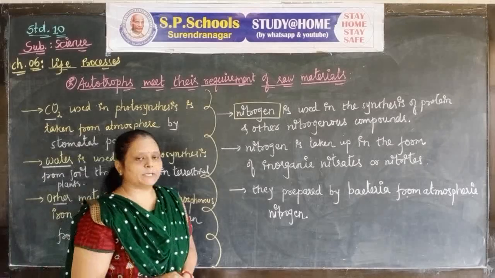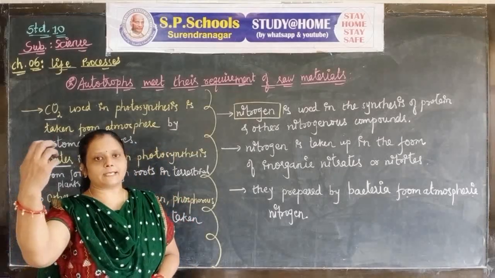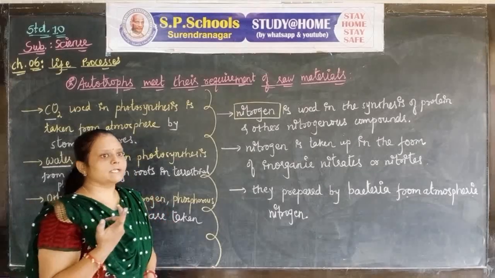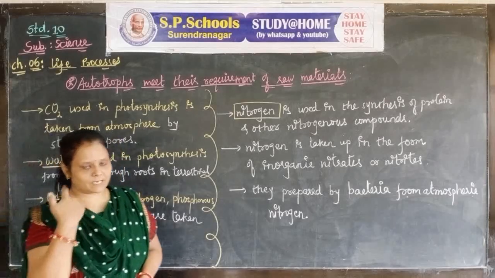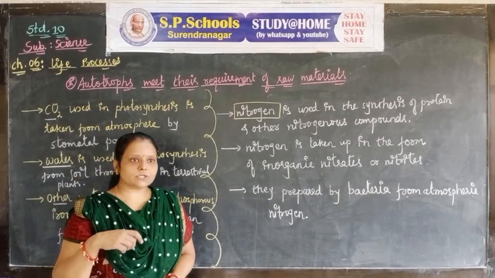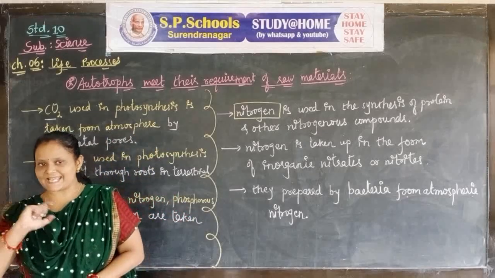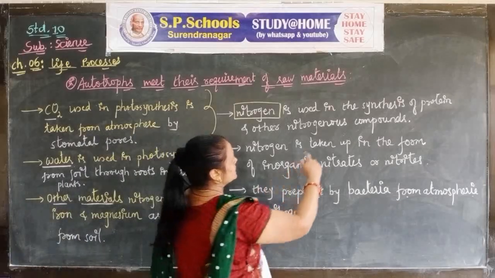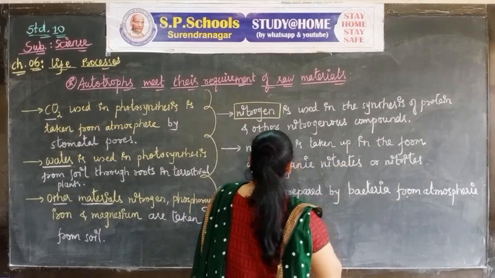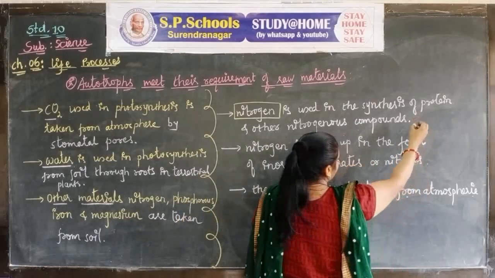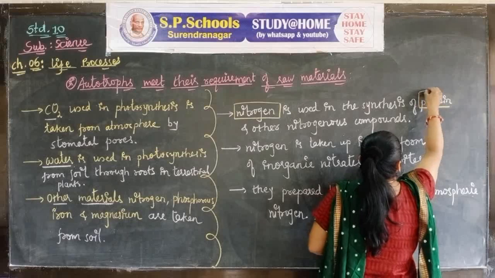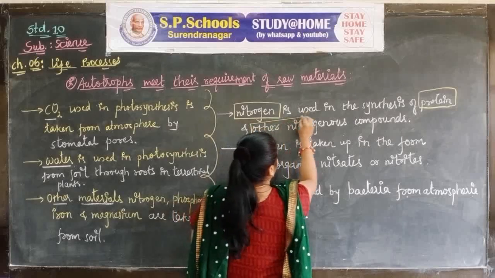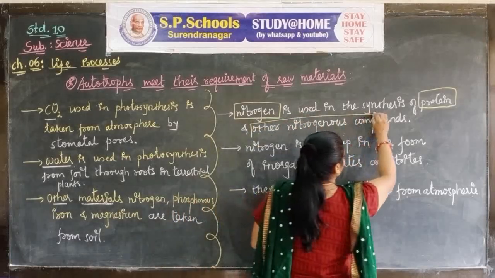Nitrogen cannot be taken directly from the atmosphere. As we remove carbon dioxide and take oxygen, we cannot do that exchange for nitrogen through the atmosphere. Nitrogen is used in the synthesis of protein and other nitrogenous compounds. This is the most important function of nitrogen: protein and other nitrogenous compounds.